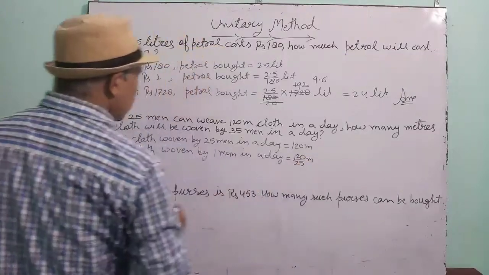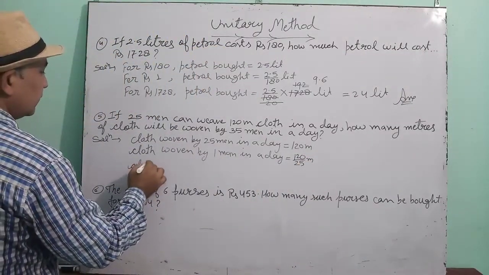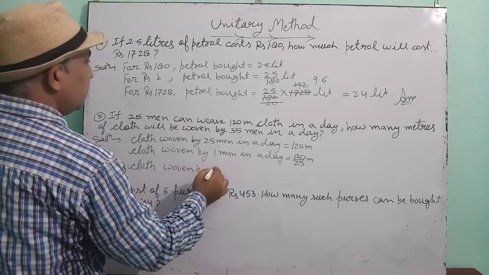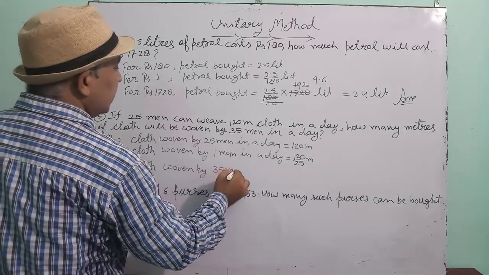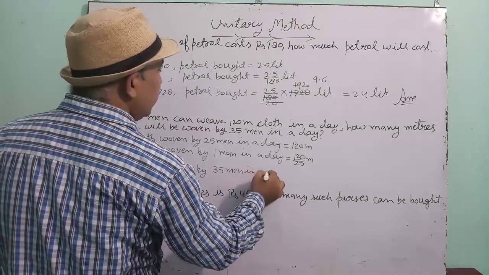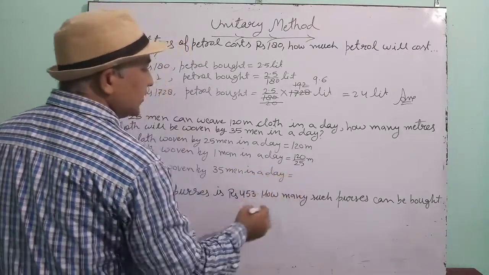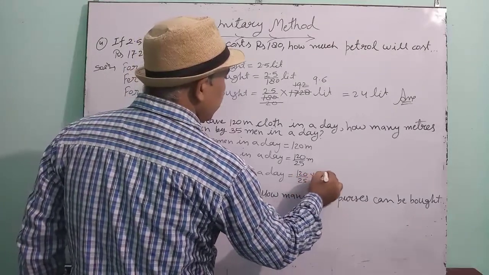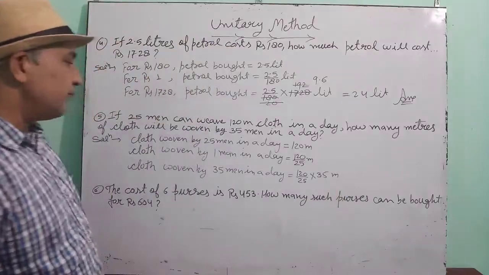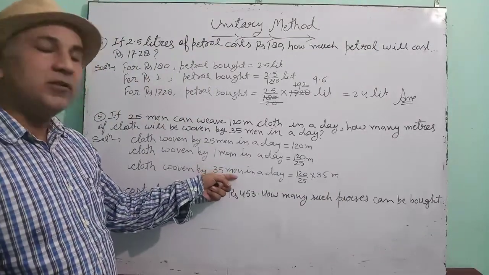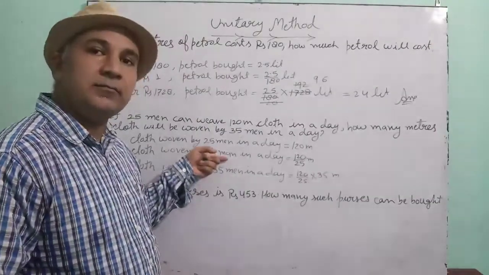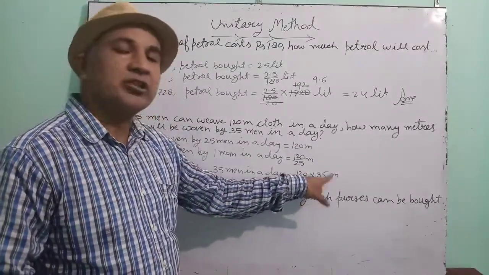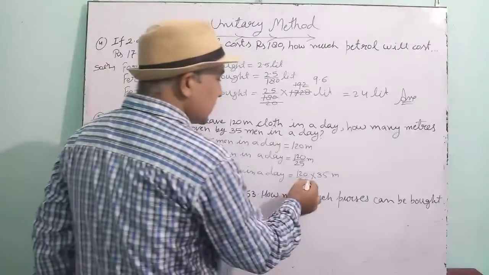Okay. Now cloth woven by 35 men in a day will be 120 upon 25 multiplied by 35, because 35 men will weave more than the one man. Okay, that is why one man's weaving into 35. Now solve and get your answer.